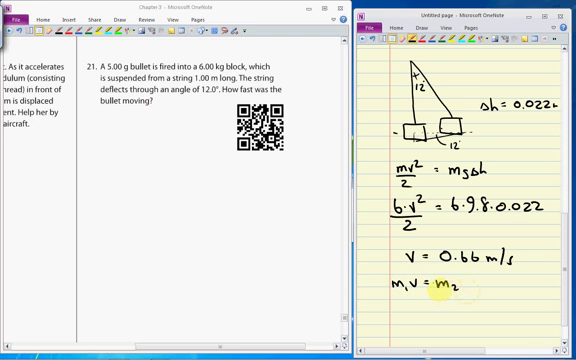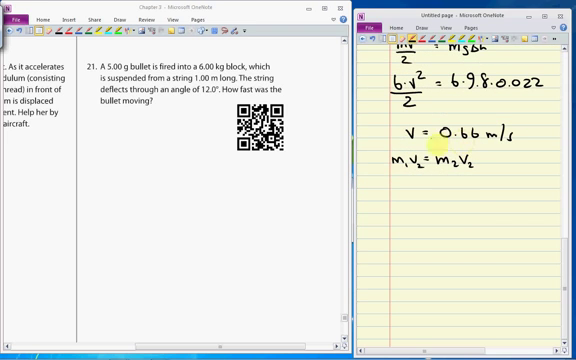And now this is where I can use the fact that momentum 1 is equal to momentum 2. Like this. So now I know this is the momentum or the velocity of the block. So the mass of the block, 6 kilograms, times the velocity of the block, 0.66, is equal to the mass of that bullet, which is 0.005 kilos, times its velocity. Solving for velocity here, we get 788 meters per second. That's the velocity of the bullet.